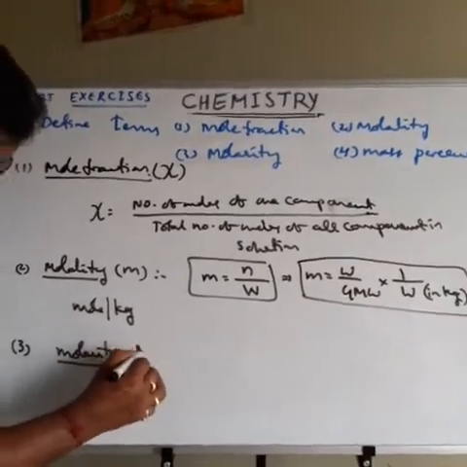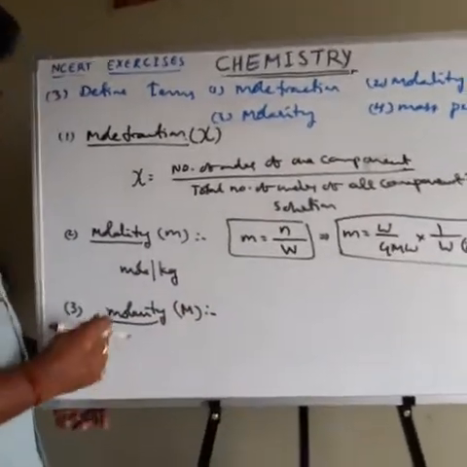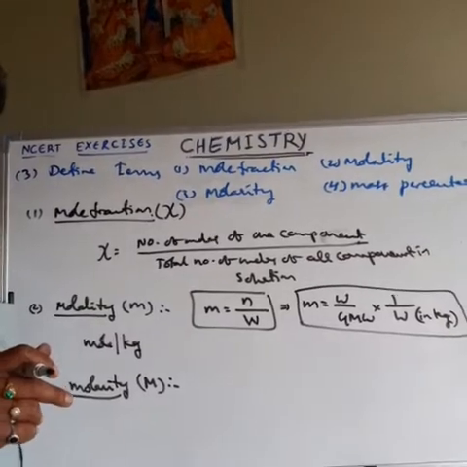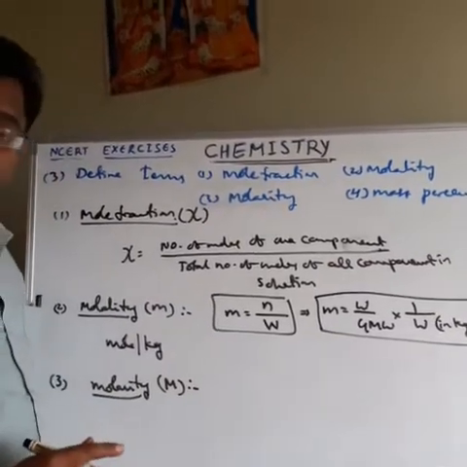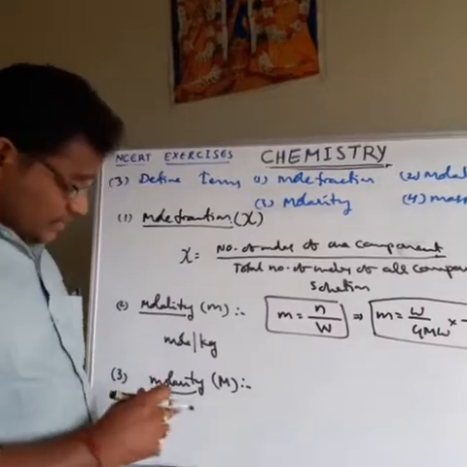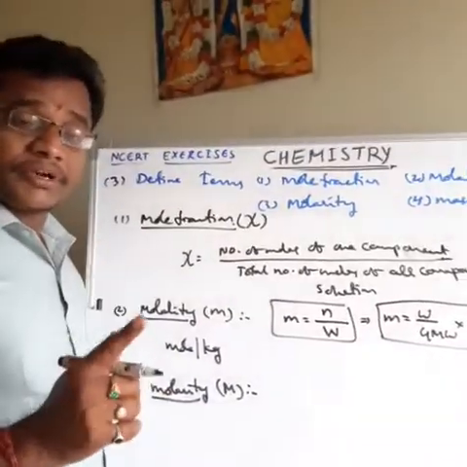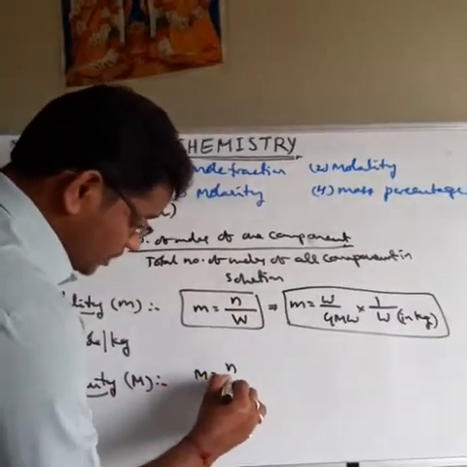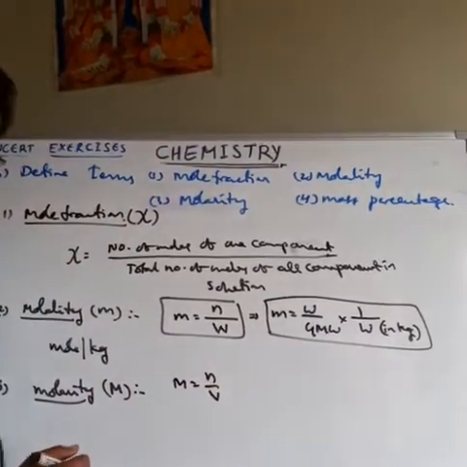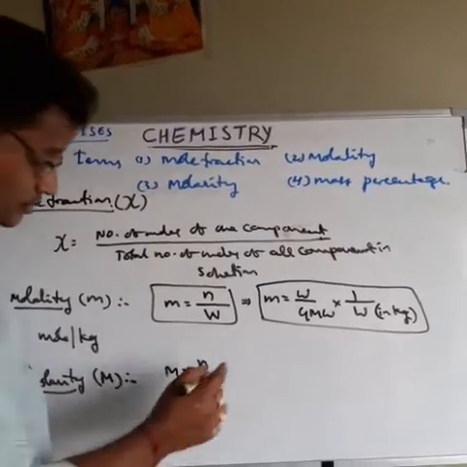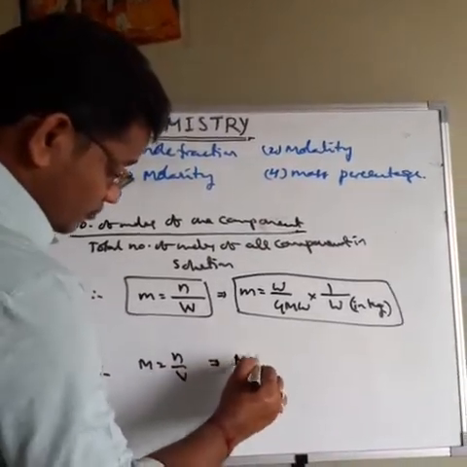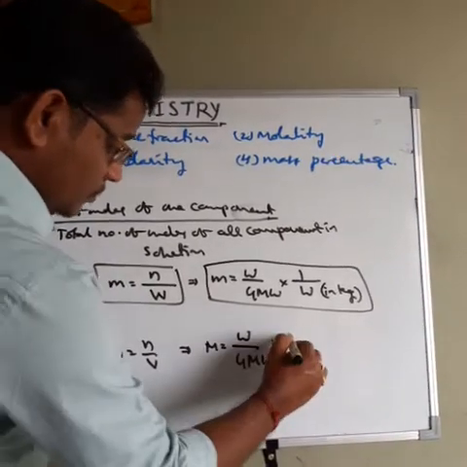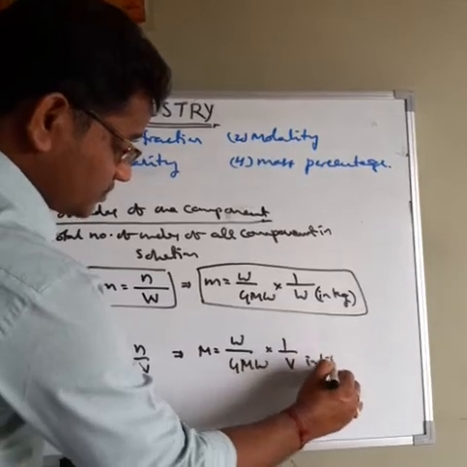Molarity is represented by the capital M. Molarity means the number of moles of solute present in 1 liter of solution. That is, M is equal to n by V, where n is the number of moles of solute present in the volume of solution. Or it can be written as W by gram molecular weight into 1 by V in liters.